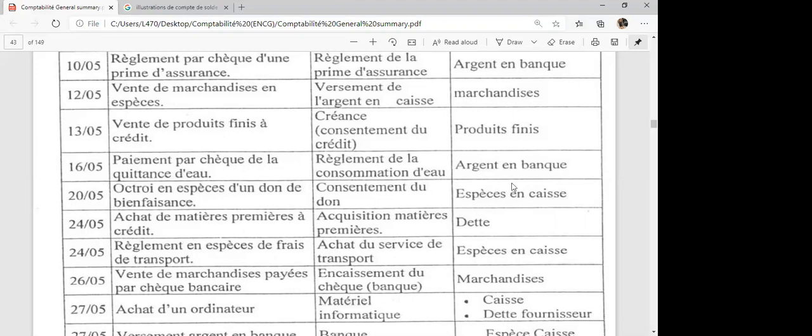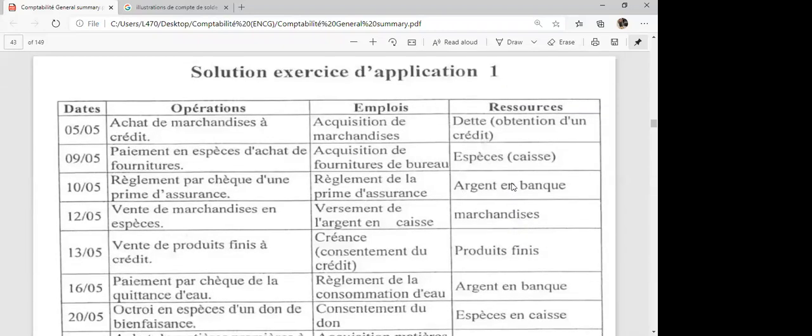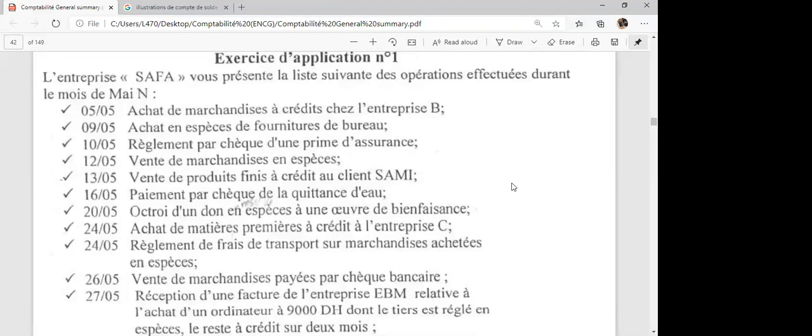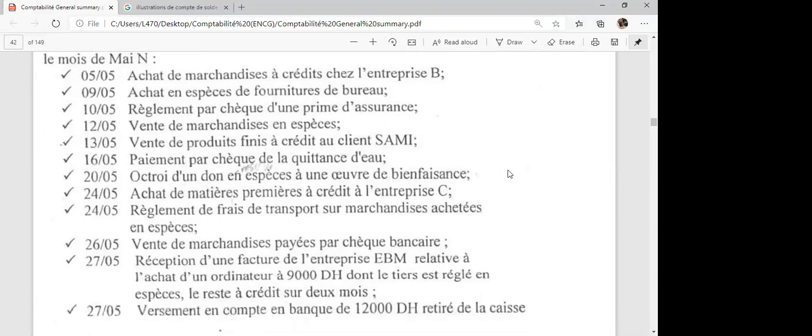If you try to do this exercise again, just try to repeat it by yourselves. If you find any problems, je suis toujours disponible. Vous pouvez me contacter, quoi que ce soit. Donc, on passe.